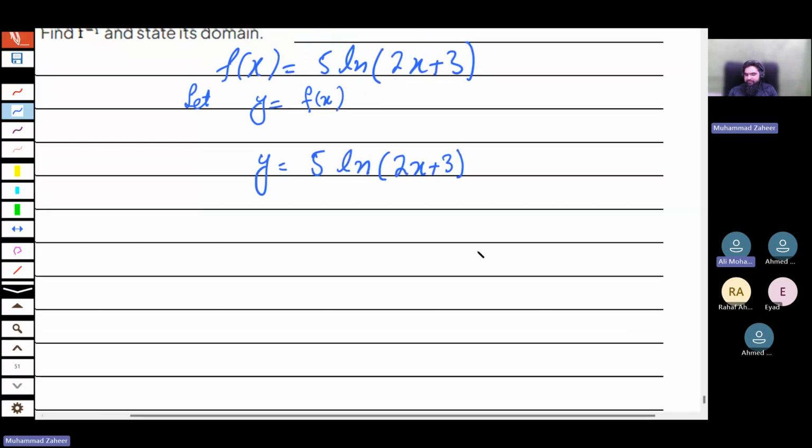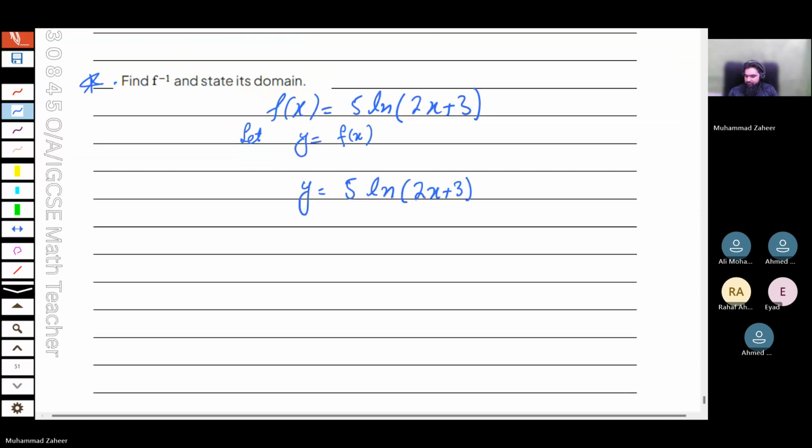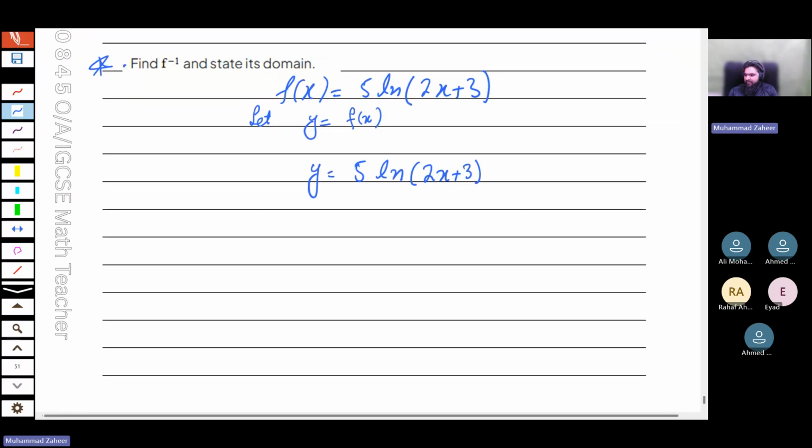Divide by 5. Y over 5 is equal to natural log of 2x plus 3. Now the next step is we have to make x the subject. So 5 is multiplying, so it will be divided. We will get natural log of 2x plus 3. Now just before I told you how we can remove the natural log.